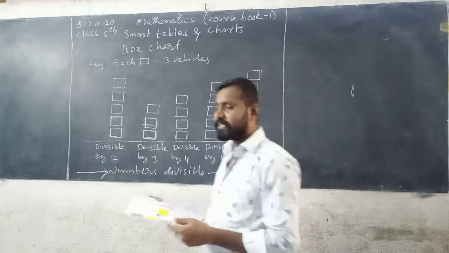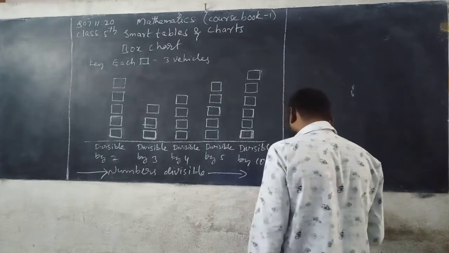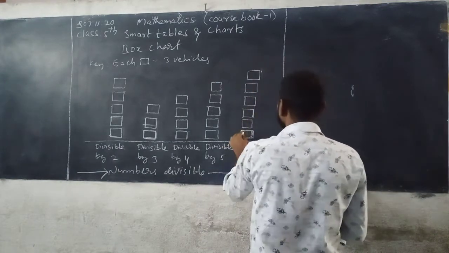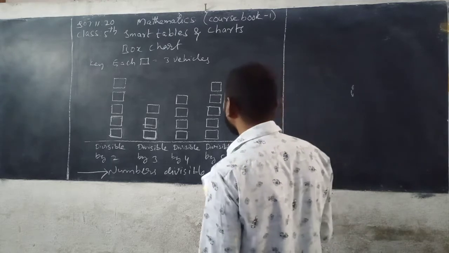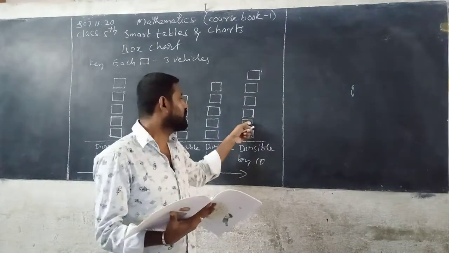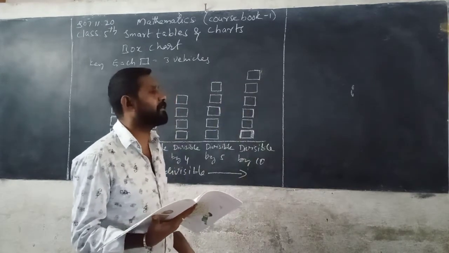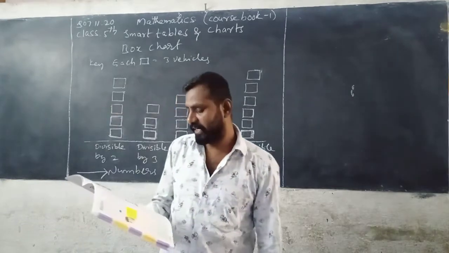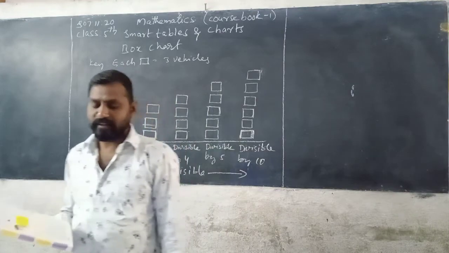Here there are 6 boxes. How many boxes are there divisible by 10? There are 6 boxes in the divisible by 10 column. Each box represents 3 vehicles. So therefore the total of 18 vehicles means 6 into 3. 6 boxes, each box represents 3 vehicles, then 6 is multiplied by 3. Now 6 3s are 18. So we have 18 vehicles with registration numbers divisible by 10.